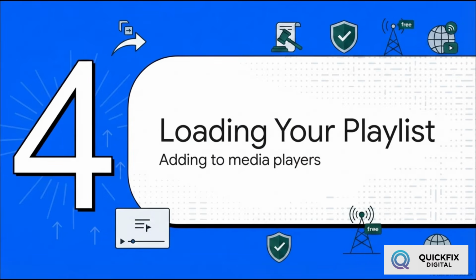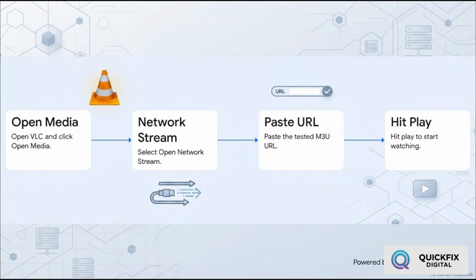Which brings us to Section 4, loading your playlist. For everyone using VLC, which is incredibly popular for this kind of thing, deployment is honestly a breeze. You just open the media menu up at the top, select Open Network Stream, paste your freshly verified M3U URL right in there, and hit play. That's literally it. Your customized clean channel list will populate immediately.